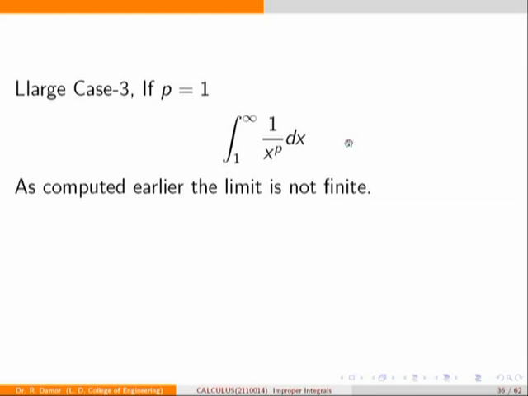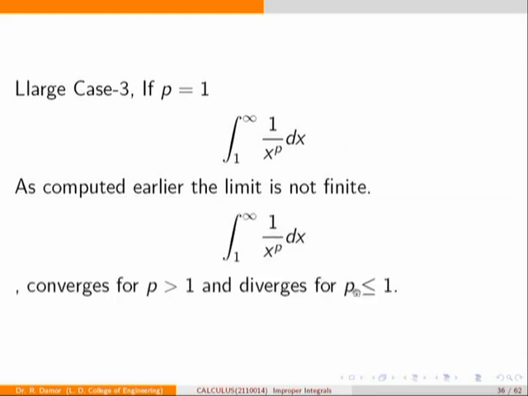If p is less than or equal to 1, then the series is divergent, and if p is greater than 1, then the series is convergent. This is known as the p-series test, and by the improper integral we can find out about this series. Whenever we only have to check whether an infinite series is convergent or divergent, we look at the power p of 1 upon x raised to p. If p is greater than 1, we directly say the series is convergent, and if p is less than or equal to 1, the series is divergent.